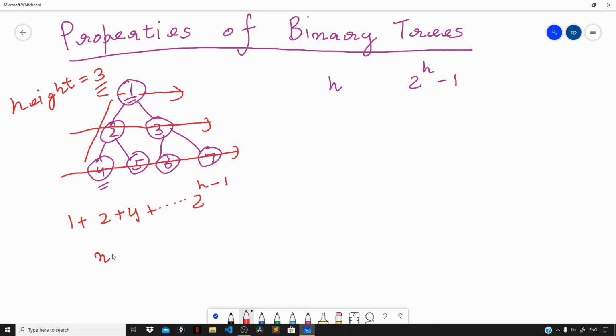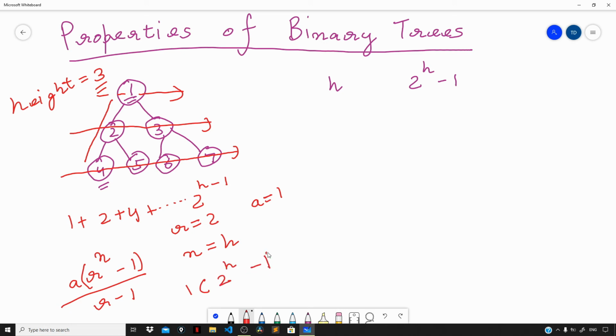So let us use the formula for geometrical progression: a (r raised to the power of n minus 1) upon r minus 1. Now here r is the common ratio, so the common ratio is 2, and the number of terms, which is n, is small h. So let me put the values, and a is 1, so 1 into (2 raised to the power h minus 1) upon 2 minus 1, which gives us exactly the same formula that we discussed.